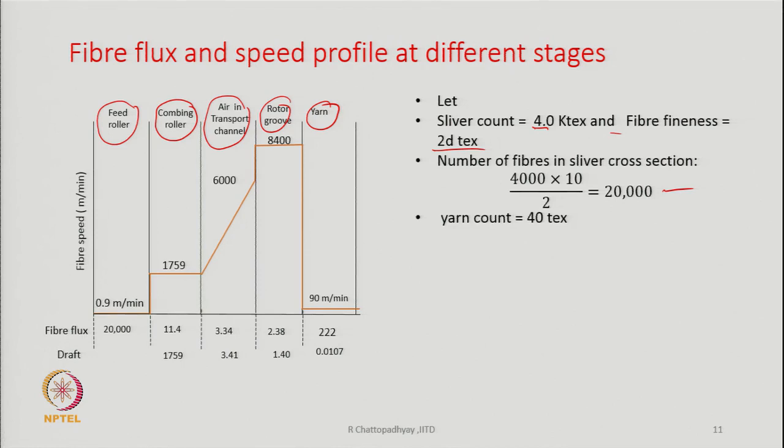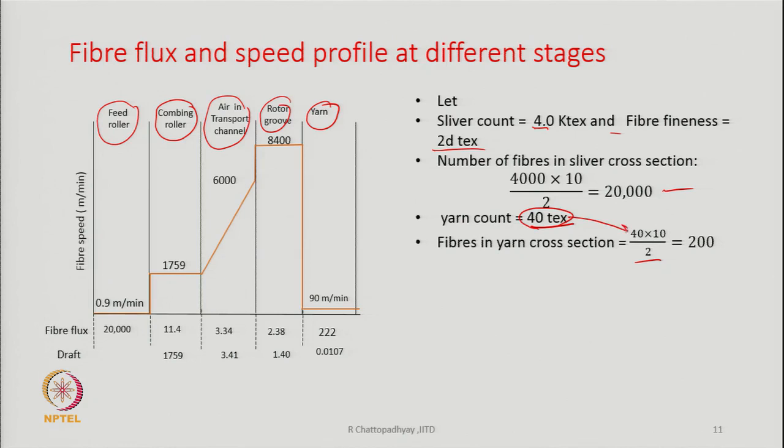Then the yarn count is 40 tex. And fibers in the yarn cross section is going to be 40 into 10 by 2. Yarn count is 40 tex.